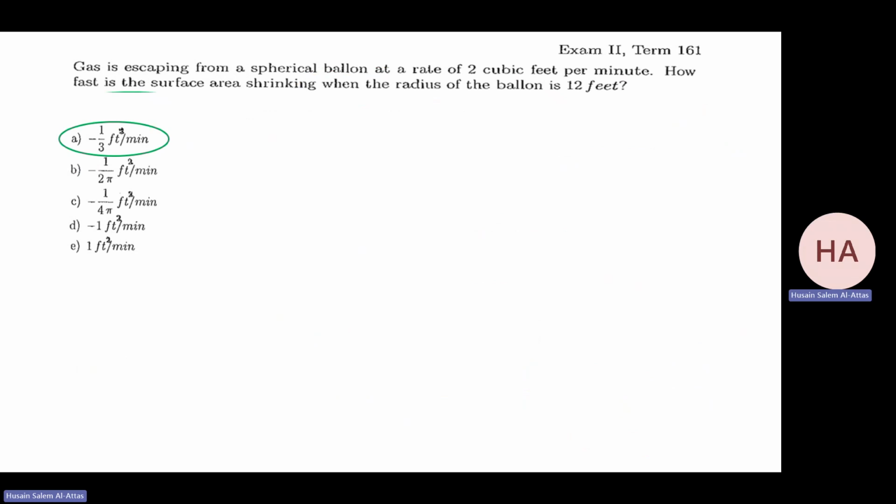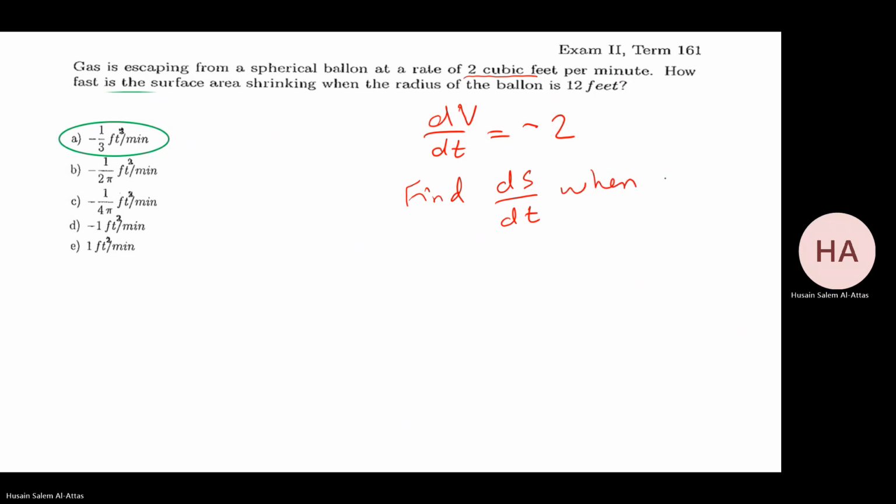Gas is escaping from a spherical balloon at this rate. Escaping from the balloon, dV by dt will be minus 2. Let me make it clear: dV by dt is minus 2. How fast is the surface area shrinking when the radius of the balloon is 12 feet? You complicated the things now. Given this dV by dt, find dS by dt when r equals 12. This is what they want.